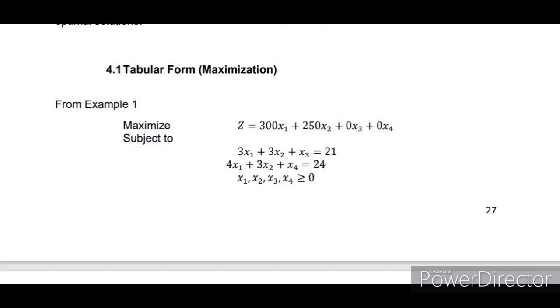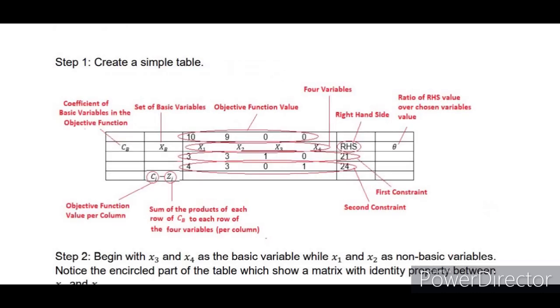Now we go to 4.1, tabular form for the maximization. This is under the simplex algorithm. So from example 1, we have this maximization model. For step 1, create a simplex table for the simplex algorithm. So these are the components of the simplex algorithm table. Okay, this is a simplex table.